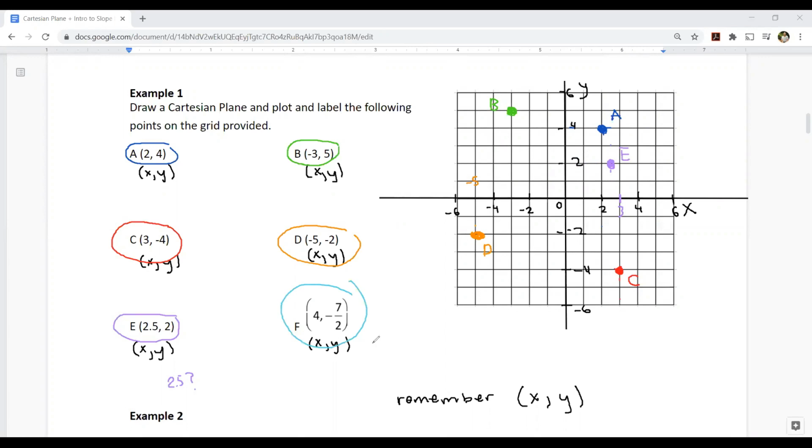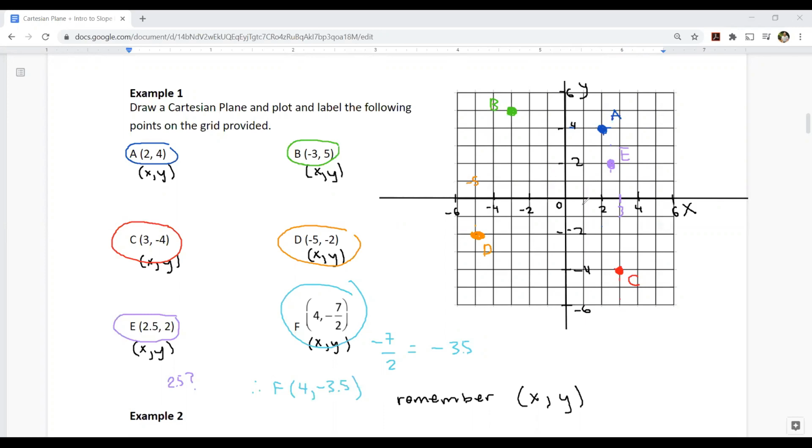For F, we have a fraction of -7/2. So what I want you to do is actually you could plug this into your calculator. And what we're going to do is convert this to a decimal. Once I plugged it in, I find that that's actually equal to -3.5. This means that similar to point E, this is in between -3 and -4.